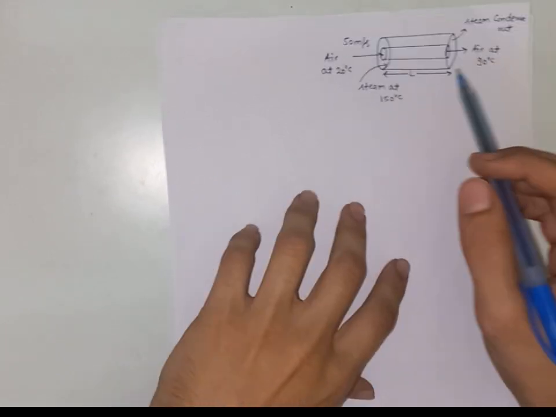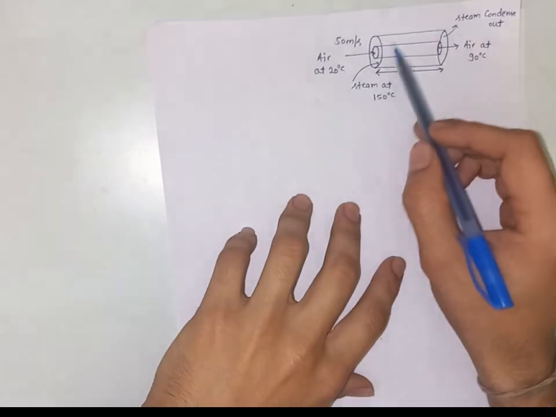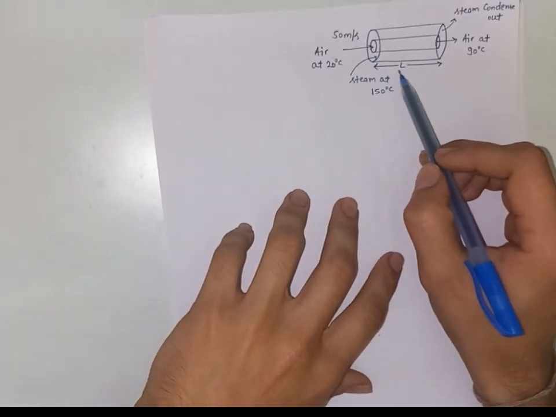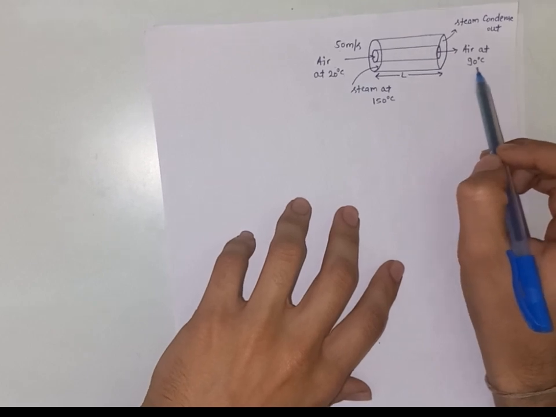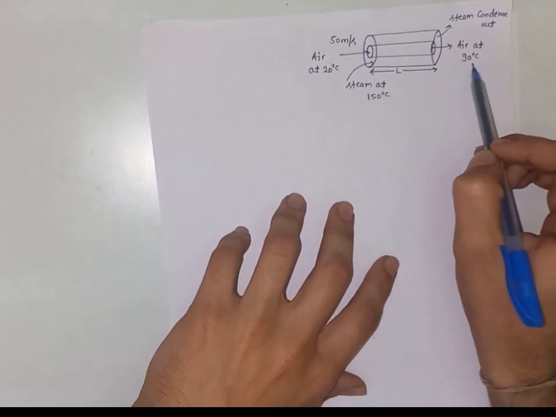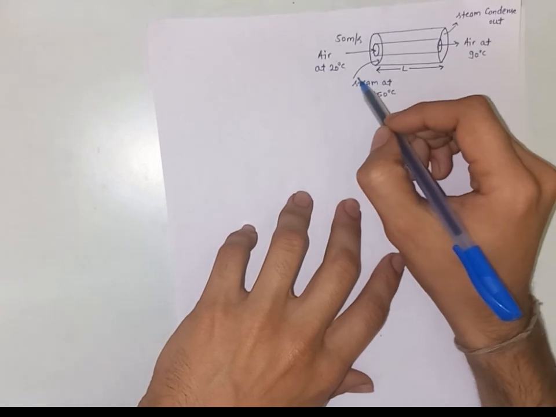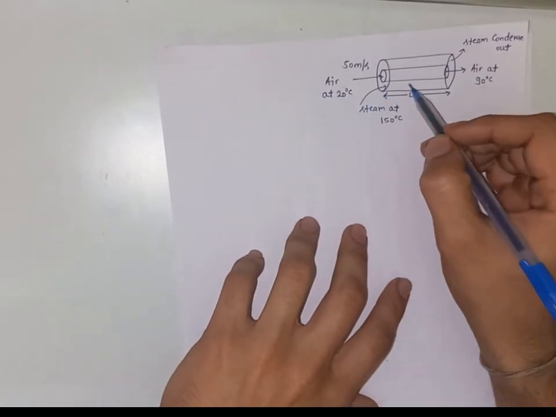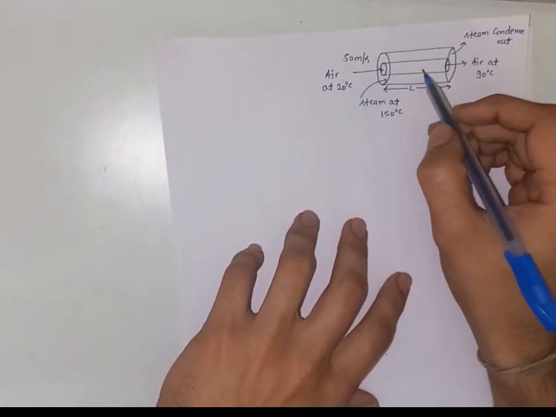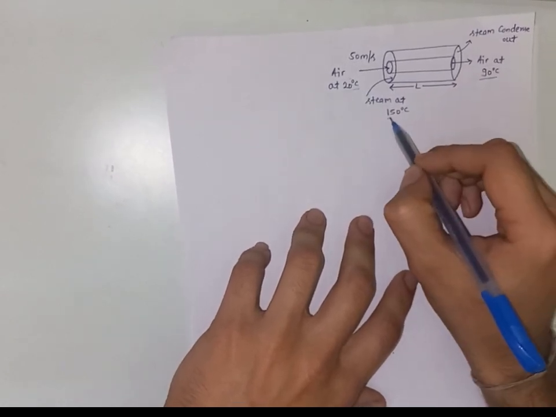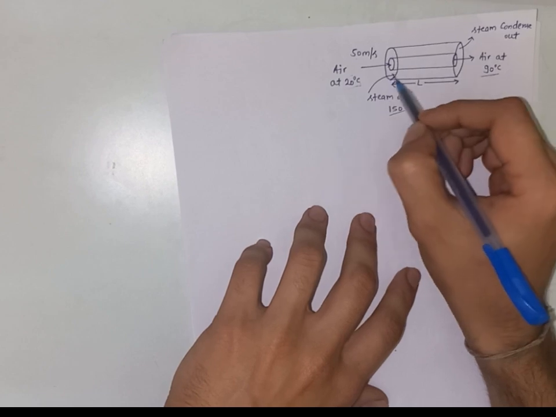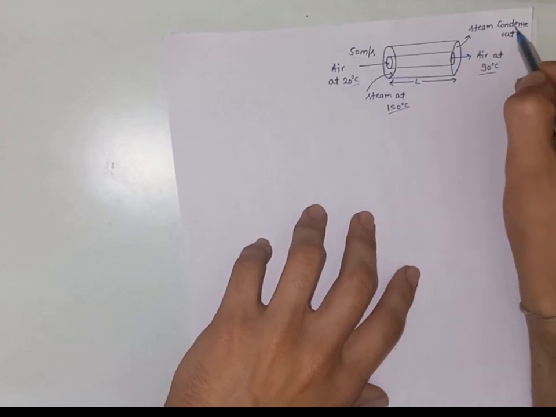Okay, and now we have to find the length L of this heat exchanger, and the air should be released here at the end at 90 degrees Celsius. The steam, which is providing the convective heat to the air to raise its temperature from 20 degrees Celsius to 90 degrees Celsius, is at 150 degrees Celsius. So steam is entering, and now the steam is condensed from that side.